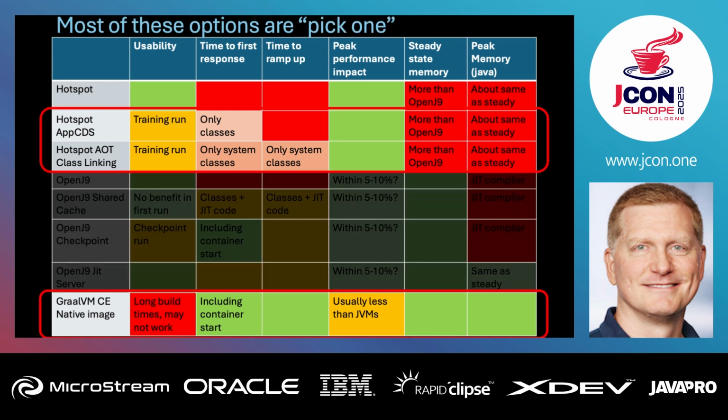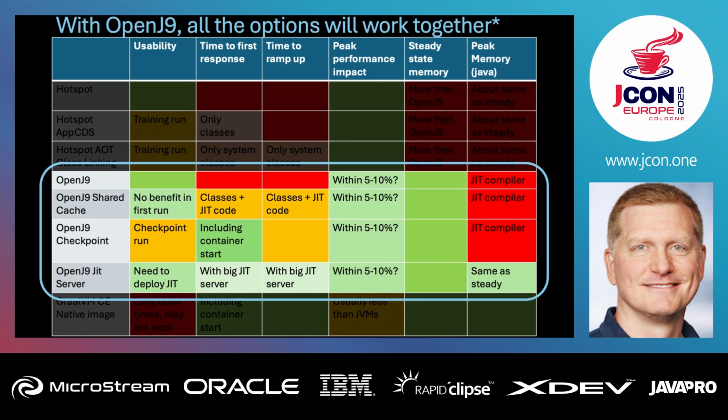So most of these options are kind of in the pick-one category, right? You can choose to do AppCDS, or you can choose to do AOT class linking, or you can choose to do native image. You can't really combine them together. On the OpenJ9 side, we actually designed all of these things to work together, even though we're not quite there yet with combining these two.